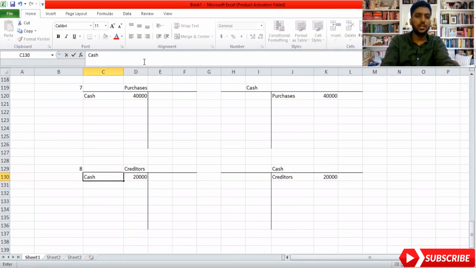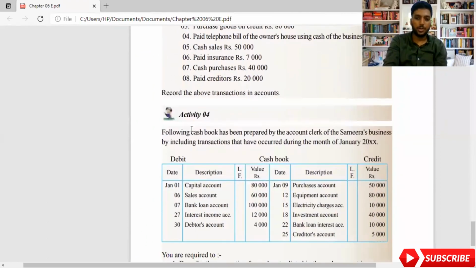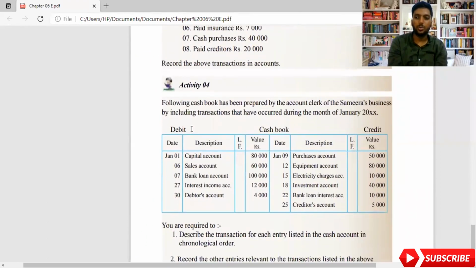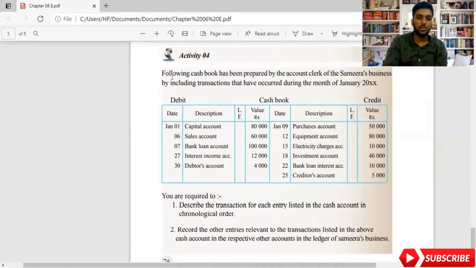So that's all, guys. That easy is when it comes to recording a double entry and record the above transactions in accounts. So I have given you how to do ledger accounts knowledge. I'm not going to spend a lot of time in explaining this. It's a very straightforward one. Let's see. Describe the transaction of each entry listed in cash account in chronological order. So one by one, you need to go based on the date, and record the other entries relevant to the transaction listed above in the respective other accounts and ledger of Samira's business. So it's that easy, guys. Let's start now.